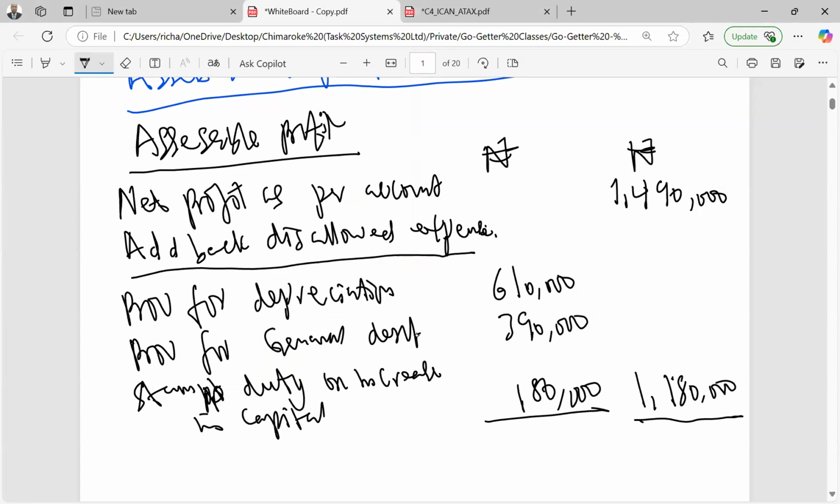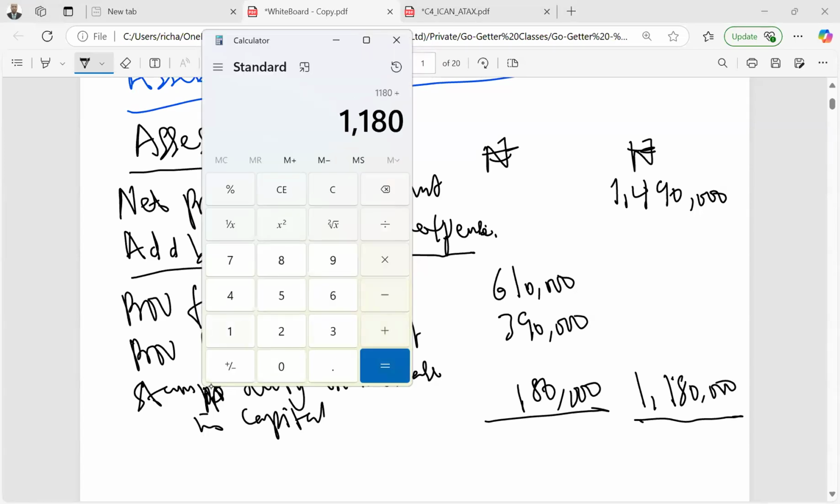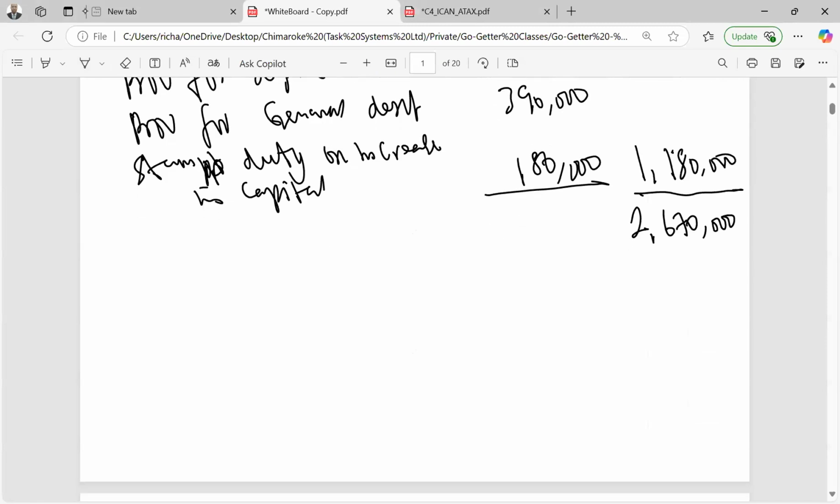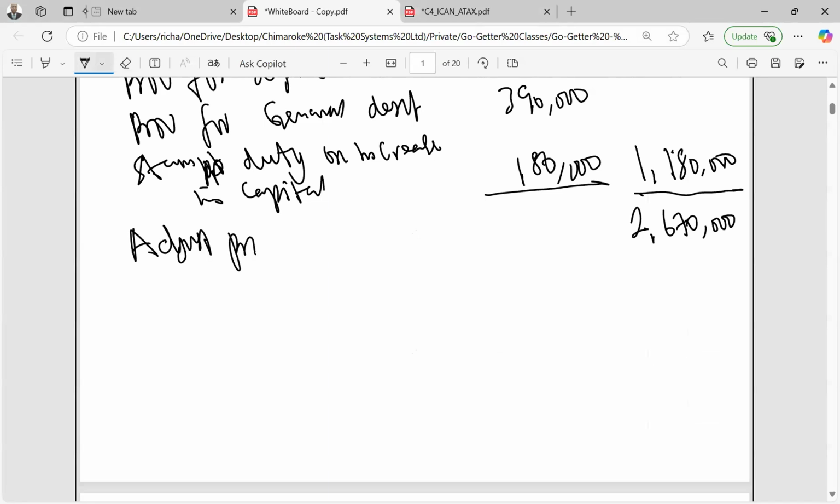So I'll do the calculator again. I add it to my 1490. I'm having 2670. So I have 2,670,000. Now this 267,000 is supposed to be your adjusted profit.